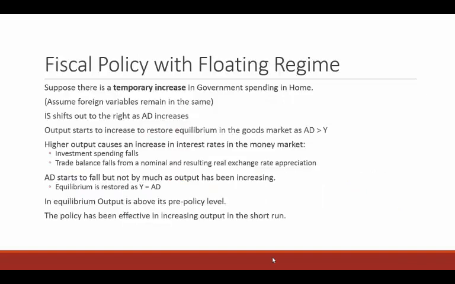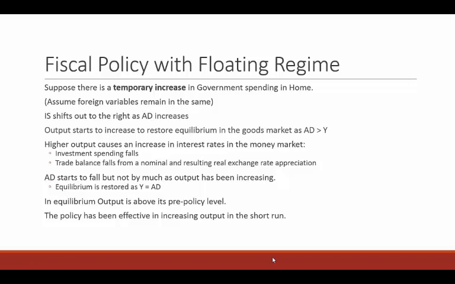Now let us consider fiscal policy, but back to the floating exchange rate regime scenario. Recall that fiscal policy is the use of government spending or tax policy to try to stabilize the economy. So suppose here that the US government decides to temporarily increase its level of spending. Again, we continue to assume that no other changes take place in the United States or abroad in terms of the key variables. What now happens?